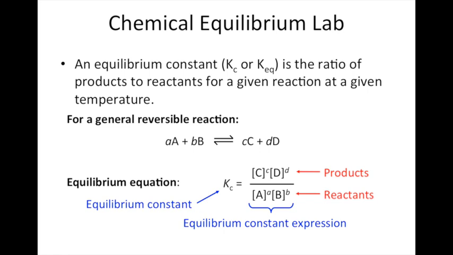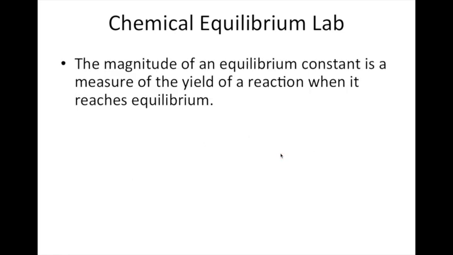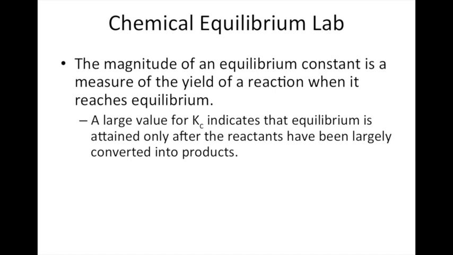First of all, we know that an equilibrium constant is the ratio of products to reactants for a given reaction at equilibrium at a given temperature. And you can see the general formula for an equilibrium constant here. Now, the magnitude of the equilibrium constant gives us some information about the reaction that we're studying. If the reaction has a large equilibrium constant, that means that when the reaction has reached equilibrium, there's a lot more product relative to the amount of reactants.